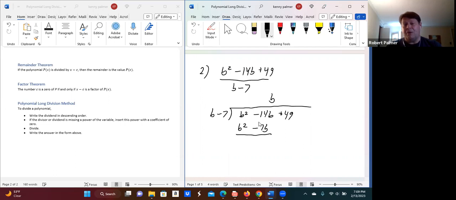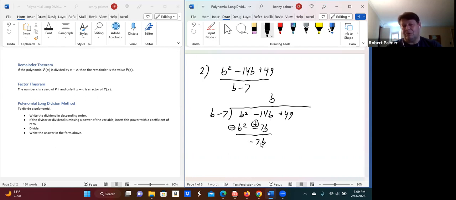Okay, now we subtract. That means we change our signs. So this now becomes a negative. This becomes a positive. I just like to circle my new signs. Subtracting changes our signs, switches our signs. Now I combine these. Now this should always cancel out here. Then what we have left is negative 14b plus 7b gives us negative 7b.